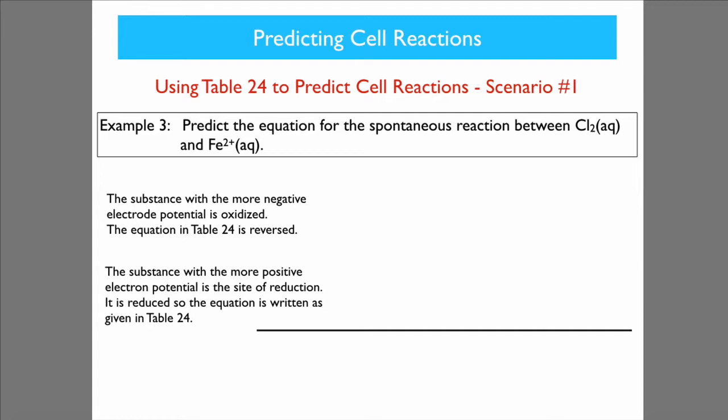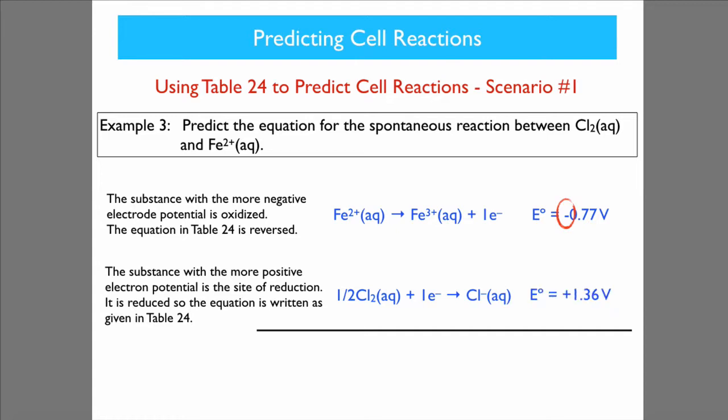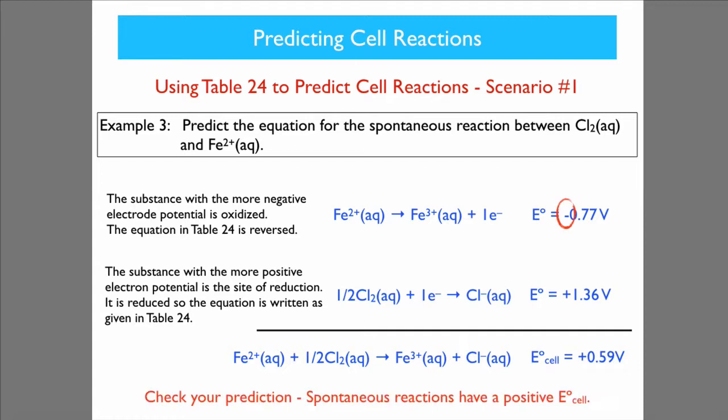Another one: reactions between aqueous chlorine and iron 2 plus. Again, the substance with the more negative electrode potential is oxidized, and reverse it, so stick it in there and make sure you're careful with the negative value. The substance with the more positive electrode potential is the site of reduction. It's reduced, so the equation is written as given. Add those equations together, add the cell potentials together, it's positive, so it's a spontaneous reaction.